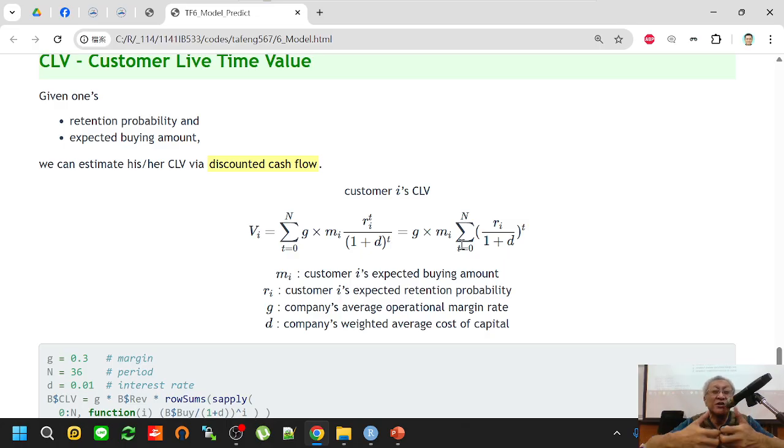Because when you have the prediction for next month, you basically would like to project the prediction for the next month to a period of time. Right? Okay, so when you want to do that, you will need to do the discounted cash flow process. Right? I just want to give you the concept.